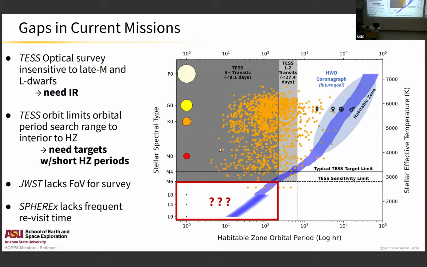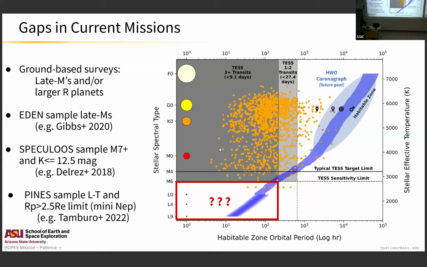So you can see that there are so many planets at the shorter orbital periods, and yet this region here is largely unexplored, because the late M's and all through the L sequence are all too faint in the optical for TESS. However, if we were instead to observe in the infrared, they would be much brighter. And you can see that for a similar kind of period, staring time, or actually even shorter, it would be possible to capture sensitivity to this habitable zone.